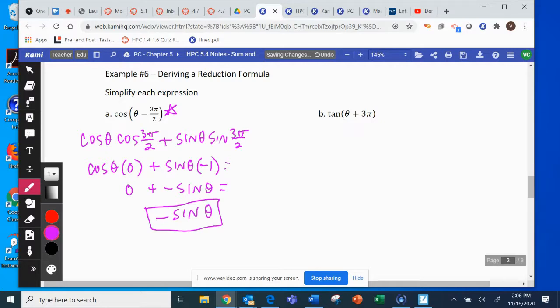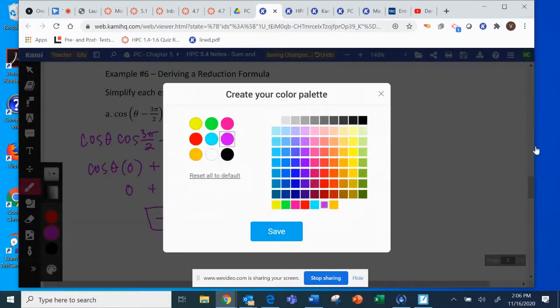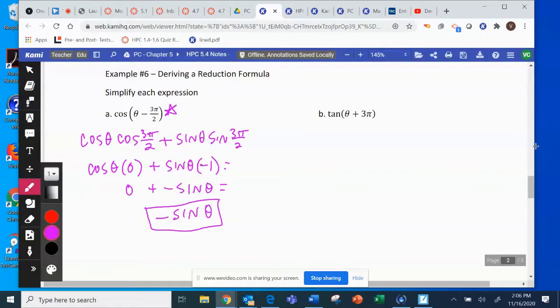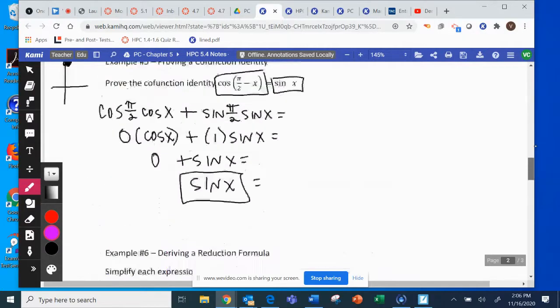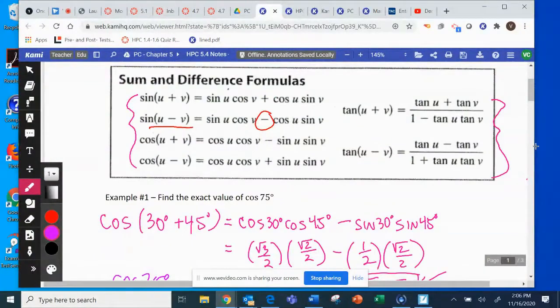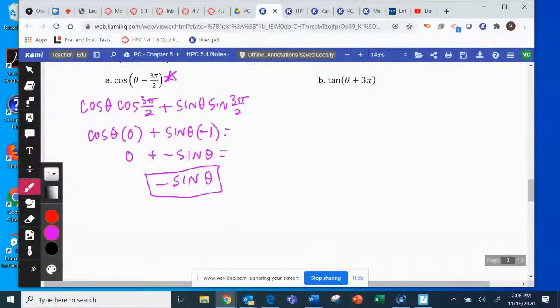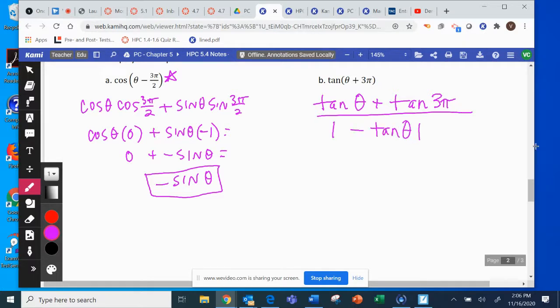So now we're going to try a tangent question. Let's see how that simplifies down so we could have something easier to use. So the tangent formula for plus says to do, I think it's plus on top. Let me just double check. We're going to do tangent u plus tangent v, and then it's minus on the bottom. So it's going to be tangent theta plus tangent 3 pi over 1 minus tangent theta times tangent 3 pi.